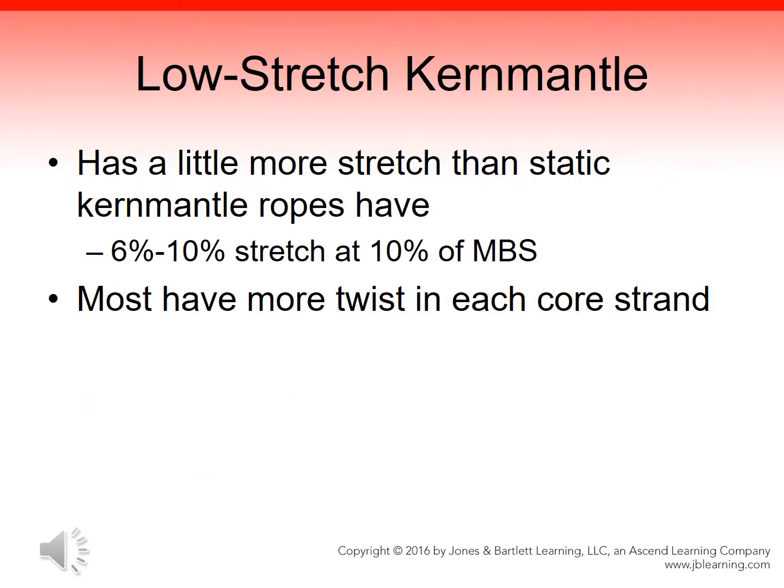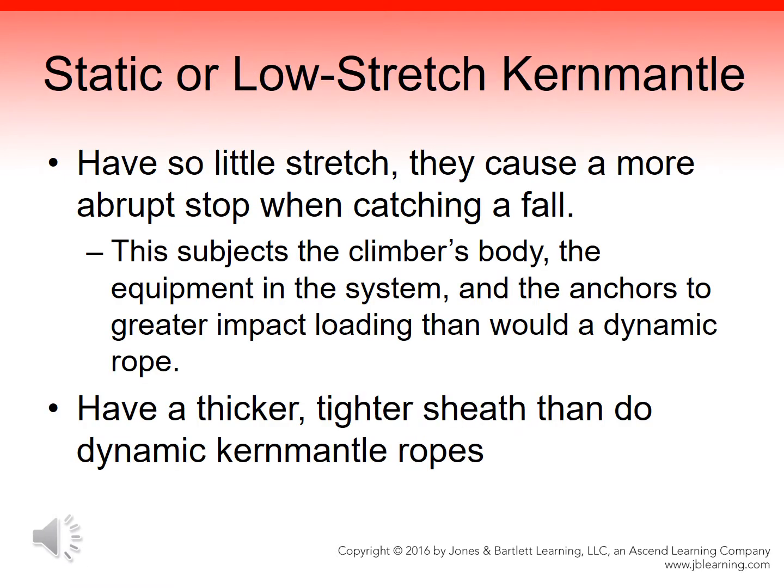Low stretch Kernmantle has a little more stretch than static Kernmantle ropes have. We're talking 6 to 10% stretch at 10% of the minimum breaking strength. Most have slightly more twist in each core strand. Static or low stretch Kernmantle have so little stretch they cause a more abrupt stop when catching a fall. This subjects the climber's body, the equipment in the system, and the anchors to greater impact loading than would a dynamic rope.